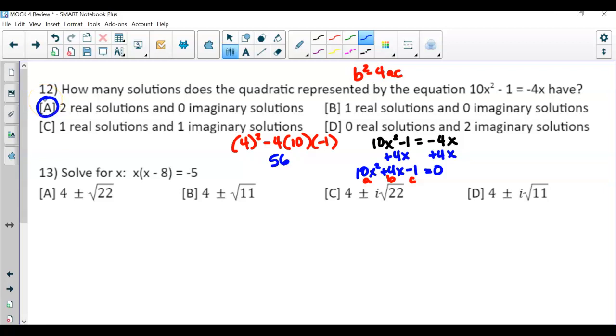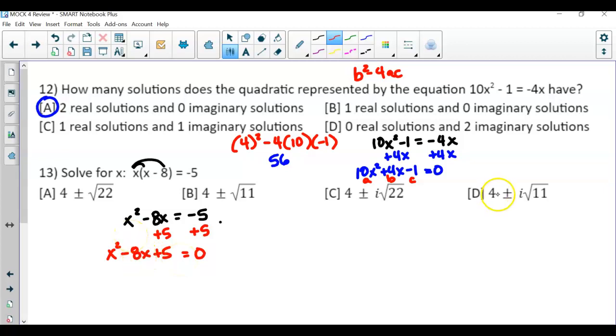There are 2 real solutions. So question number 13, we're solving for x. Well, I notice I need to distribute. So here I've got x squared minus 8x is equal to negative 5. But again, equal to negative 5, it needs to equal 0. So now I'm going to add 5 to both sides. Now the equation's equal to 0. x squared minus 8x plus 5. Now I notice there is nothing that multiplies to give me 5 except 5 and 1, but they will never add to get me negative 8.